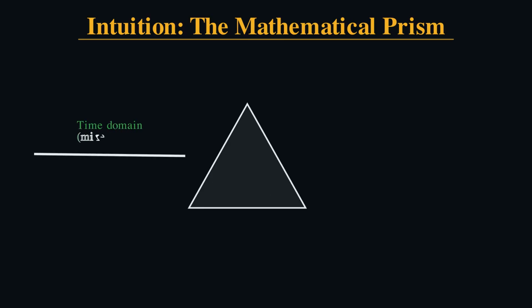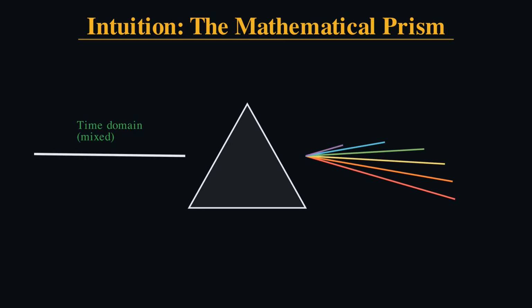Before any calculus, picture a glass prism. White light enters as one messy beam, and the prism bends each color by a different amount, splitting it into a clean rainbow of pure frequencies. The Fourier transform is a mathematical prism. It takes a signal in the time domain and splits it into the frequency domain, revealing every pure frequency hidden inside.